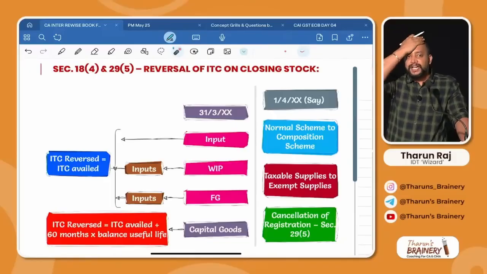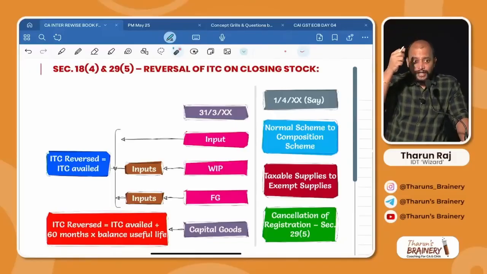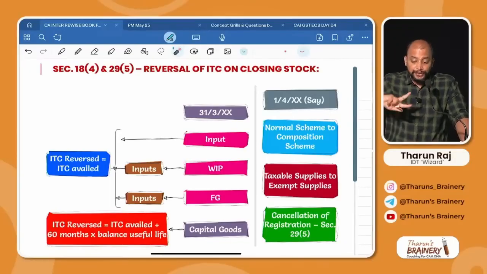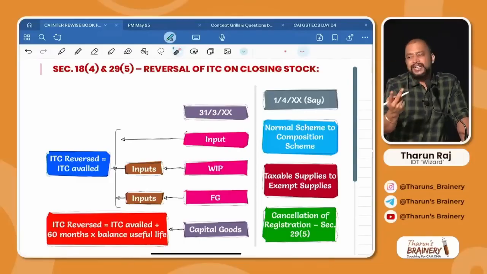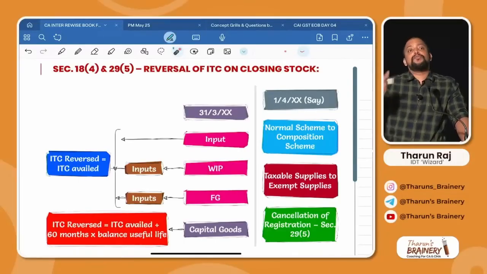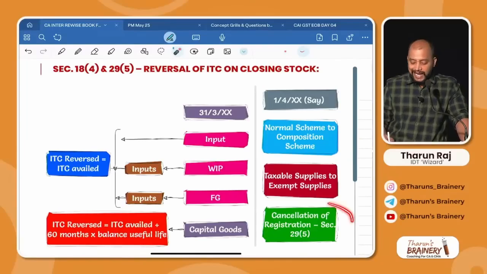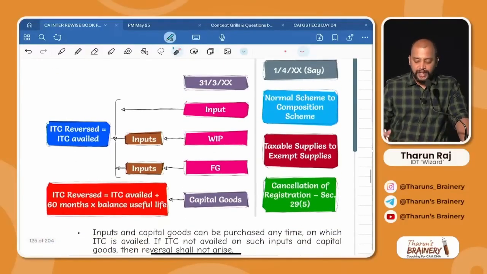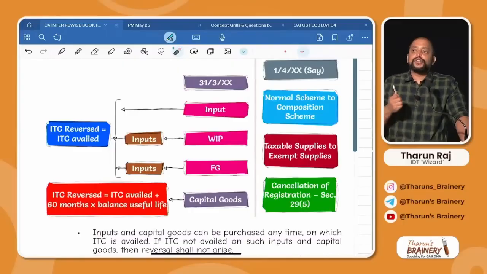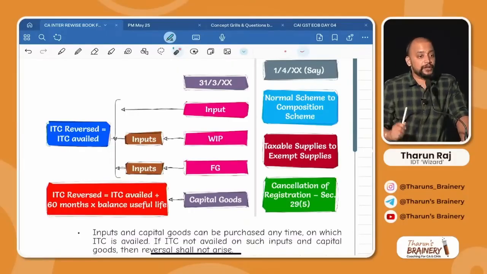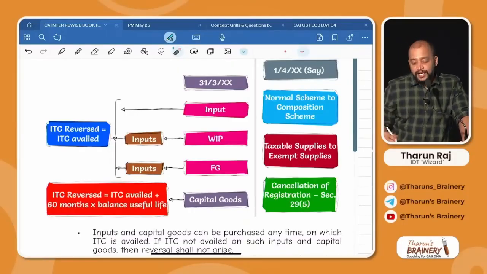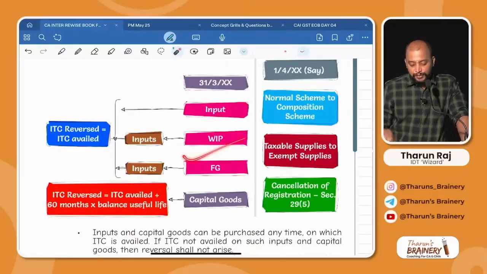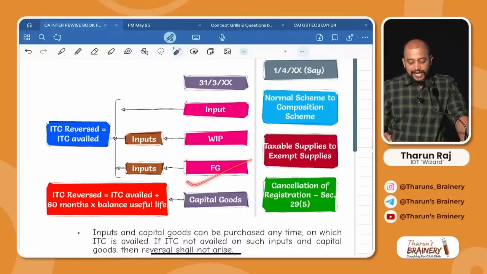In 18.1c, 1d, what we did? Availed the ITC on closing stock. Here what we will do? Reverse the ITC on closing stock. Is it clear? Apart from that, one more situation also you add, that is cancellation of registration. So, normal scheme to composition scheme, taxable supplies to exempted supplies, or cancellation of registration. In all these 3 cases, you should reverse the ITC on the closing stock. What is the closing stock? Same. Inputs as such held in stock, inputs in WIP held in stock, inputs in FG held in stock.